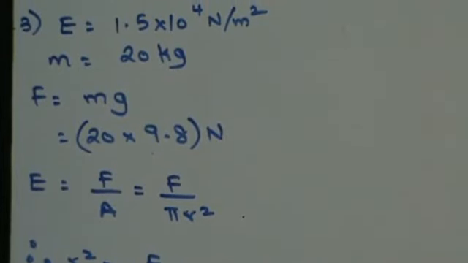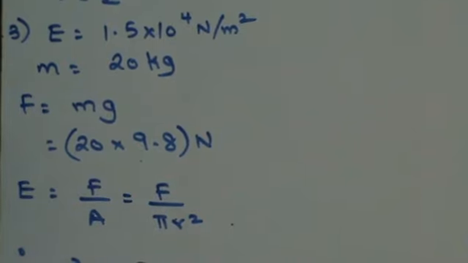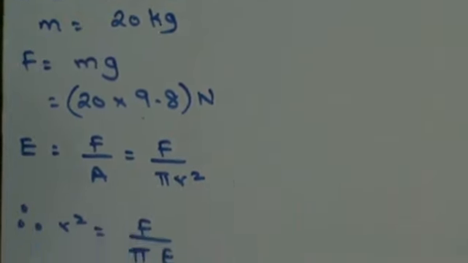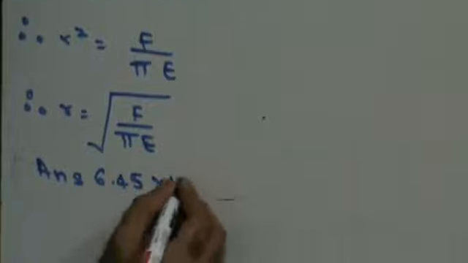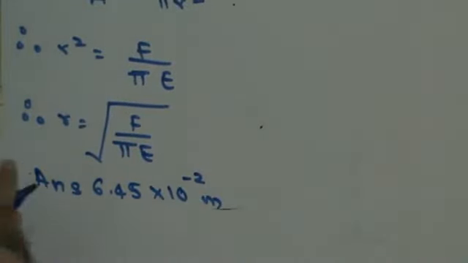Right? You have all the values, you can substitute. You have the value of F, pi and E. F is mg, pi you know is 3.14, E is given to you. You should be able to get this answer. The answer should be 6.45 into 10 raised to minus 2 meters. Next, take on the next one please.